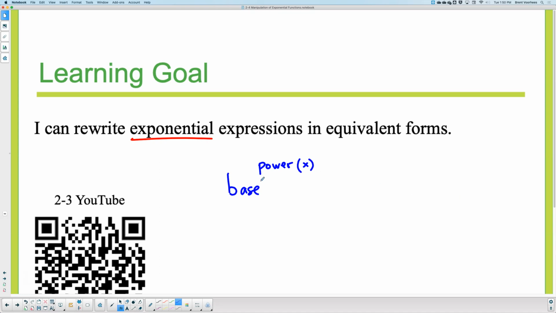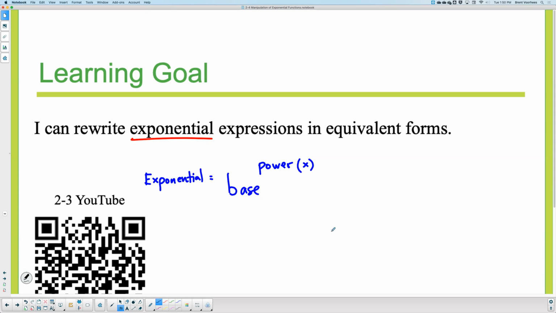So I'll put an x there. That's where your independent variable would come. This would be an exponential function. An exponential function would be any function where you have a base raised to a power, and that power has the variable. We're going to be talking about the different ways you can rewrite those.